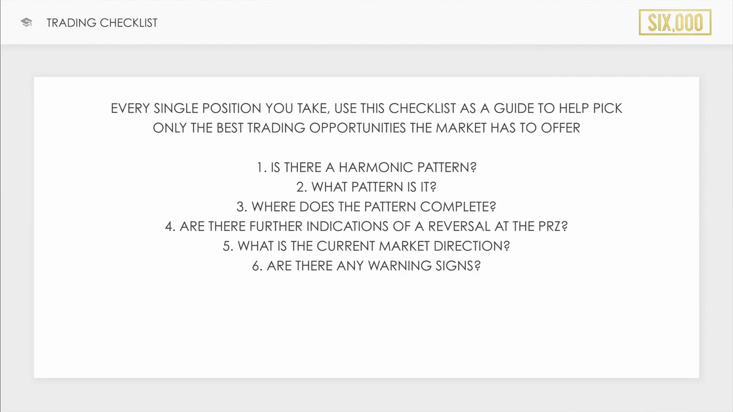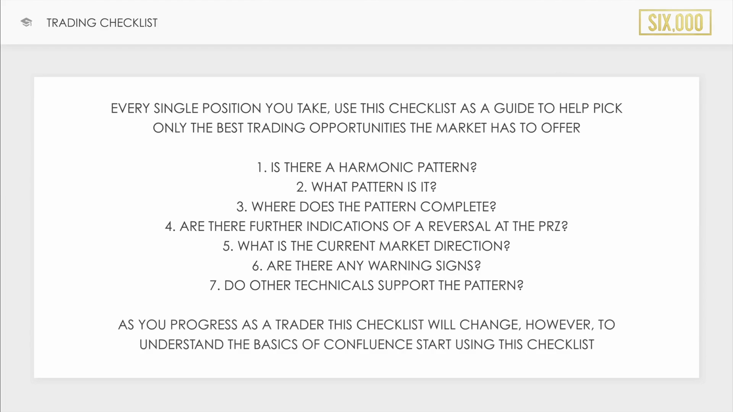Is the pattern valid? Are the ratios correct? What about the structure of the pattern? How does it appear? How many candlesticks are in the harmonic pattern? Is there 100 candlesticks in the formation, or is there 10 candlesticks? If there's only 10, then maybe you want to look at a lower time frame, or maybe you want to look at a different trading setup. And number 7, do other technicals support the pattern? So this applies to your minor time frame, your intermediate, and the major. What else supports your trading setup? Is there a reason for a reversal to happen at the potential reversal zone?